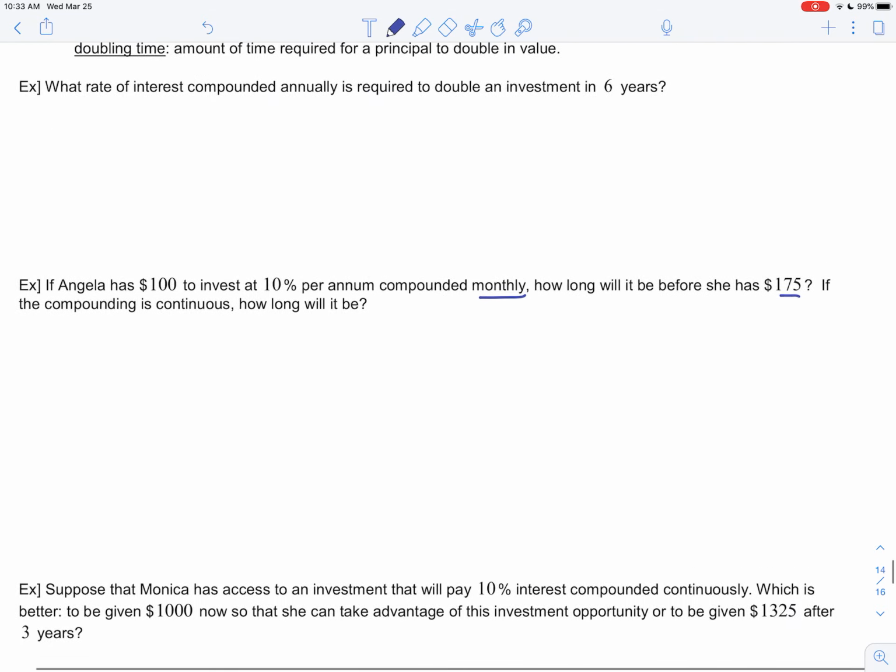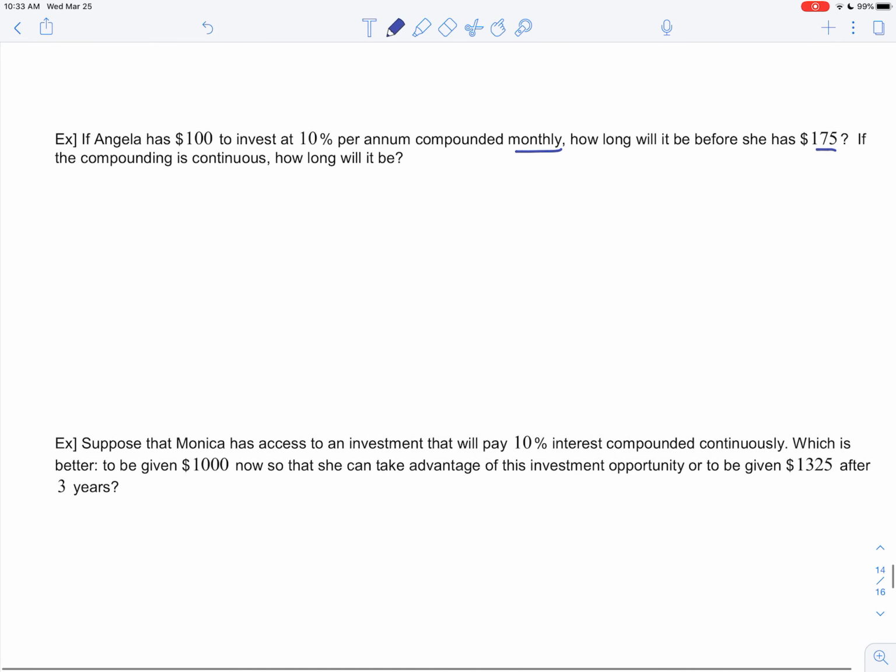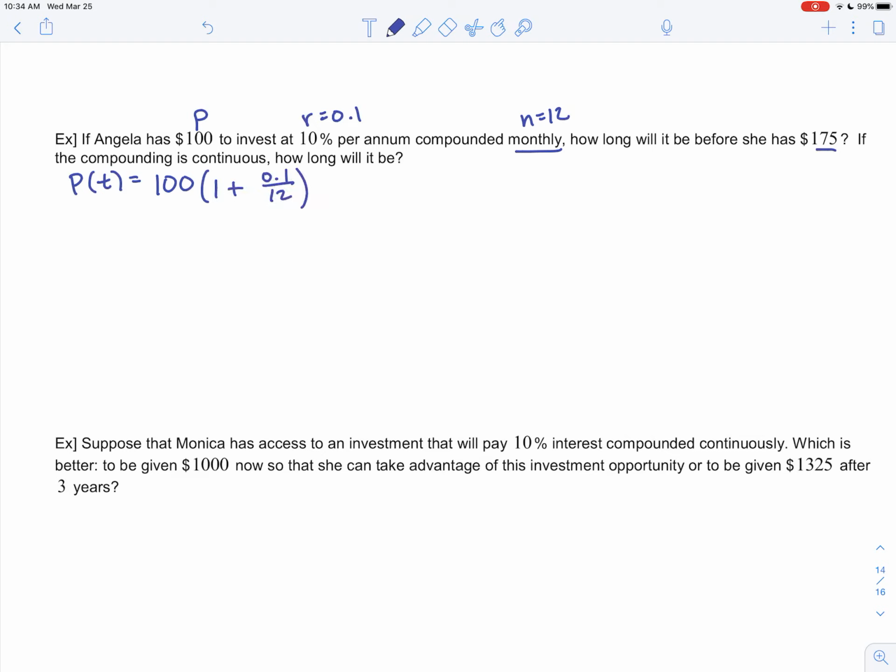Let's go ahead and notice that we have a principal investment amount of $100 right here. We have an interest rate of 10%, which is pretty unrealistic. And it's compounded 12 times per year because it's being compounded monthly. So let's go ahead and set up our compounded monthly equation. The initial investment amount is 100. And it's 1 plus the interest rate divided by the number of times compounded per year to the power of n, which is 12, times t.